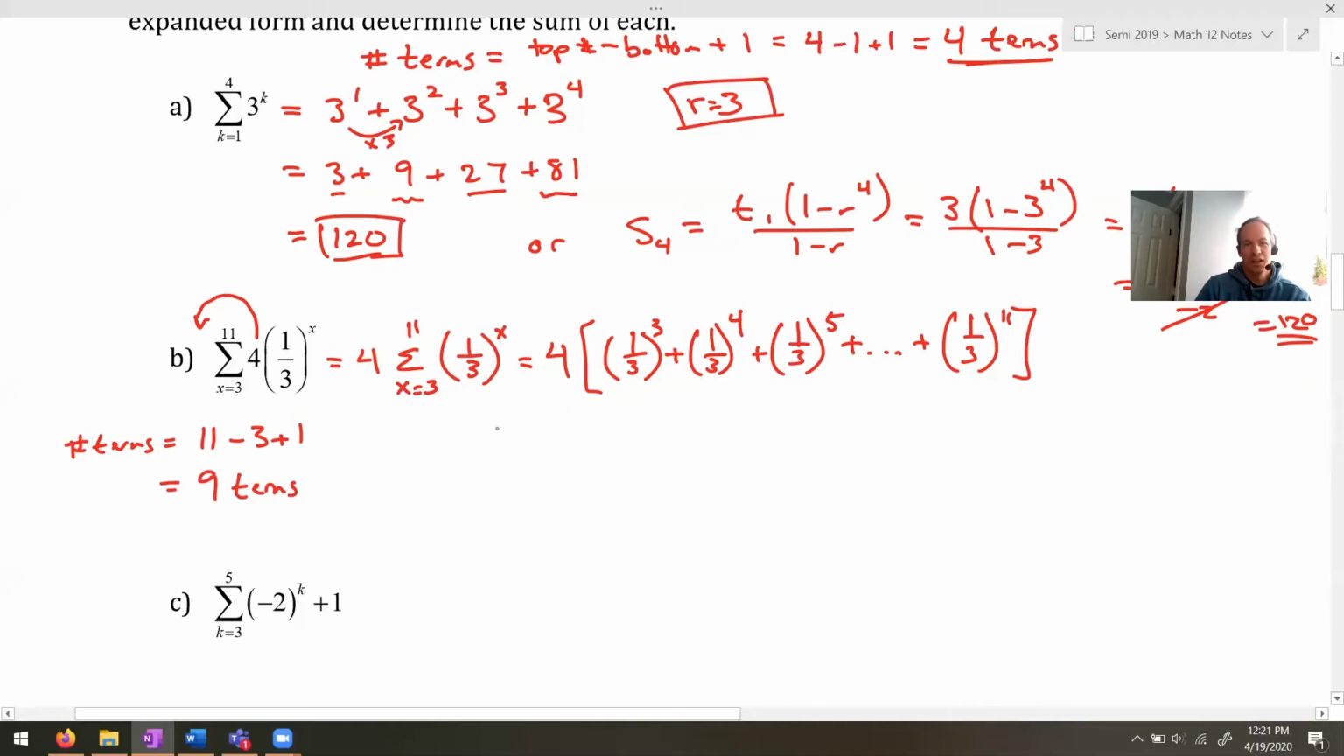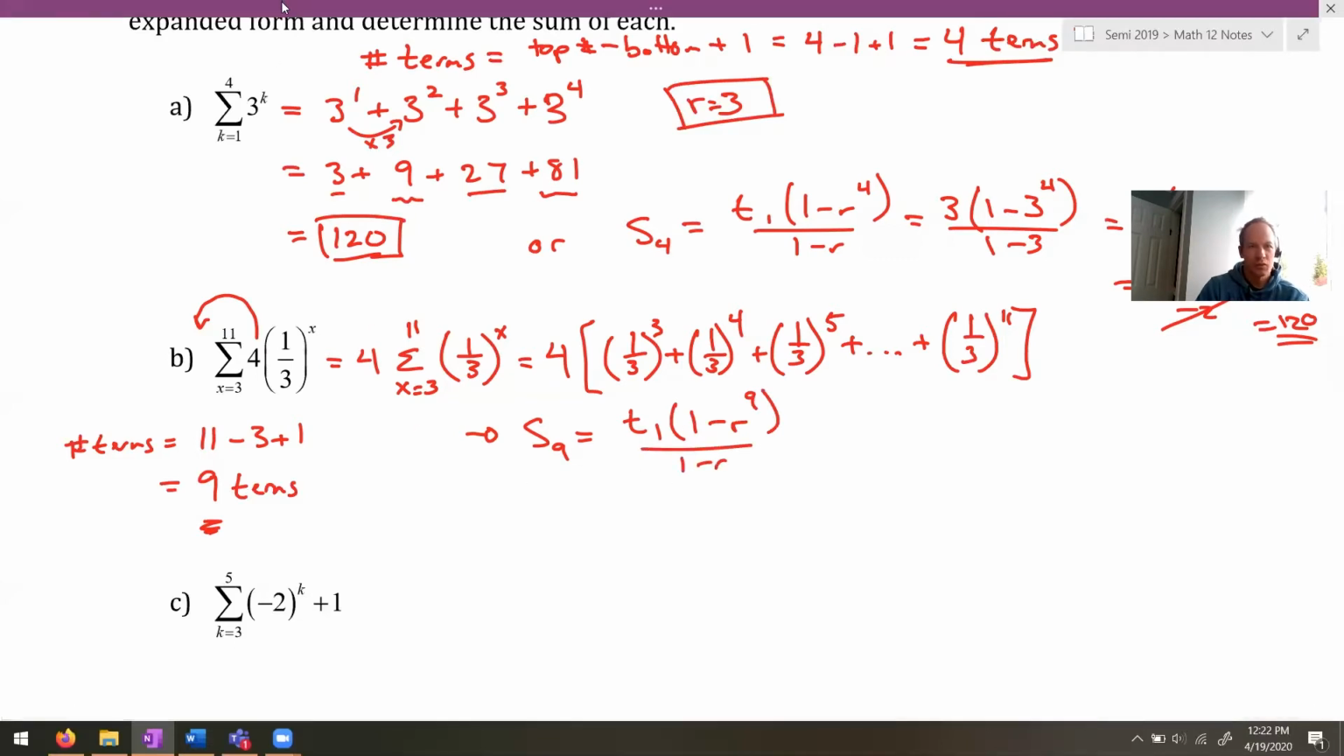So to calculate the sum, I'm going to say S, and here's the part where you have to think about this a little bit. We're not going to say S3, we're not going to say S11. It's 9 terms, so we're going to write S9, because we're summing up the first 9 terms here. So what is the first term? It's T1, 1 minus R to the power of 9 over 1 minus R.